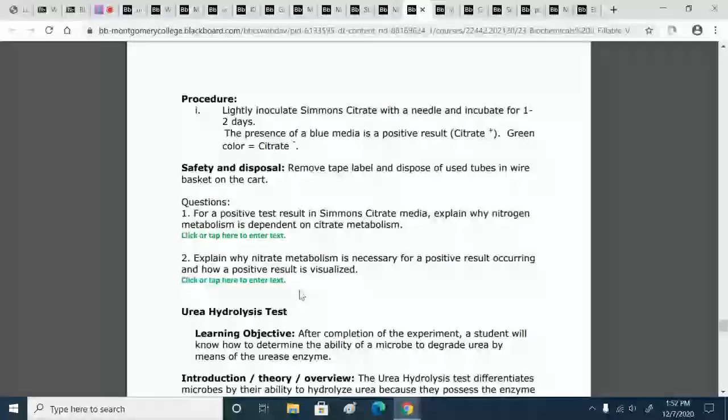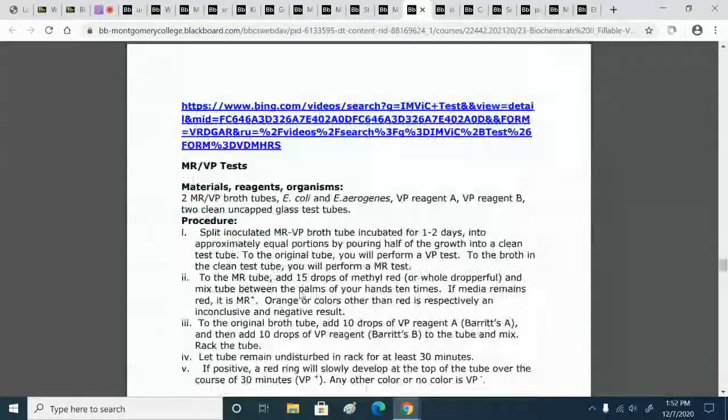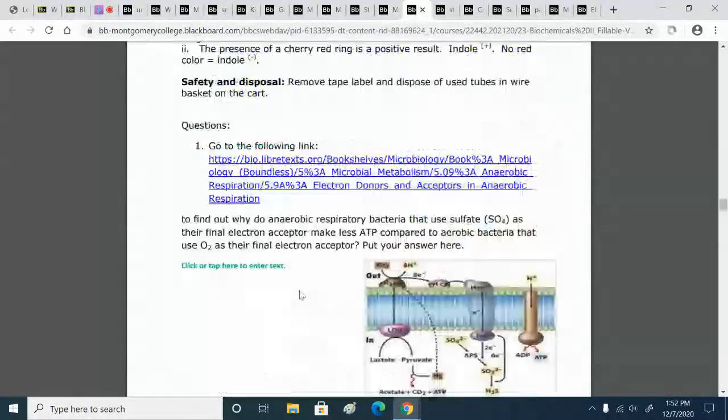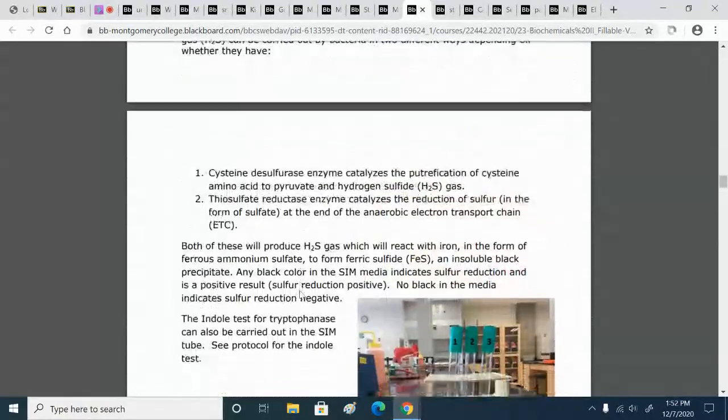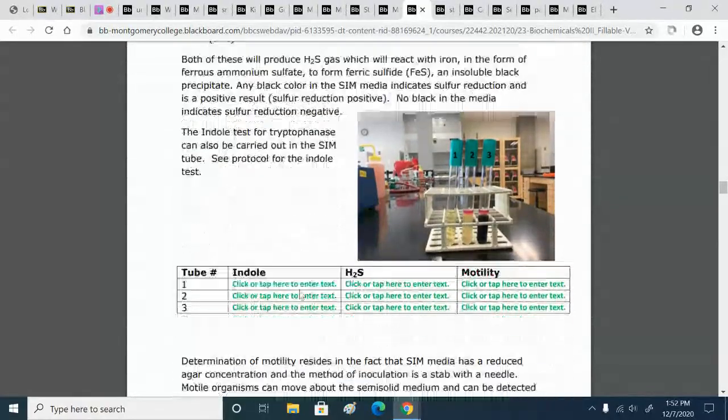Our last biochemical test was SIM. So remember, SIM is an agar deep. It can perform 3 different tests. The S is for H2S, or hydrogen sulfide gas. The I is for indole. M is for motility. Normally, we only really use this for the H2S.